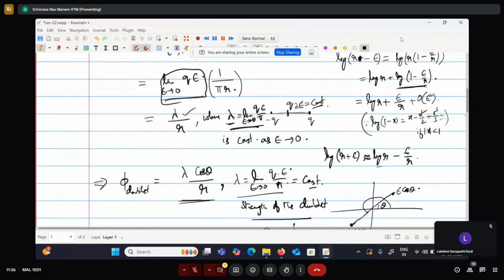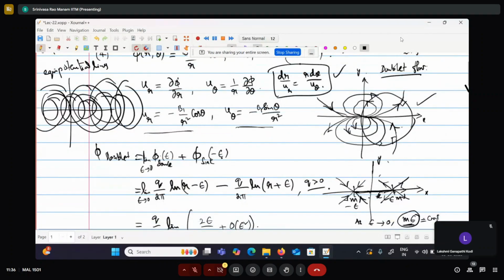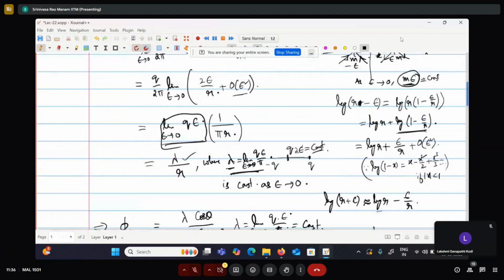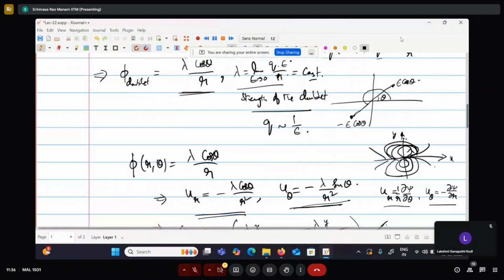Earlier, what is the doublet that you were seeing? B1 cos theta by r only, no? So here also you get the same thing, lambda into cos theta by r. So same flow. So it's basically a doublet. You can see it this way also: a source and a sink put together make a doublet, just like in electrical electronics, no?